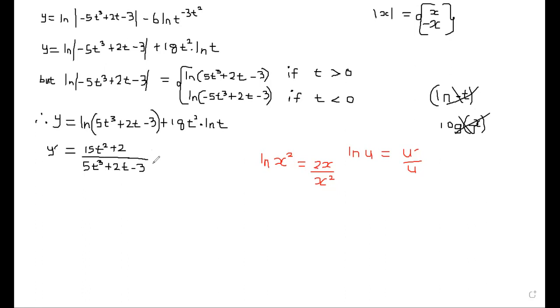Now we're going to differentiate the other one. Let's differentiate this one right here. To differentiate this, we're going to take the 2 down, so it's going to be plus 18 times 2, which is 36t.